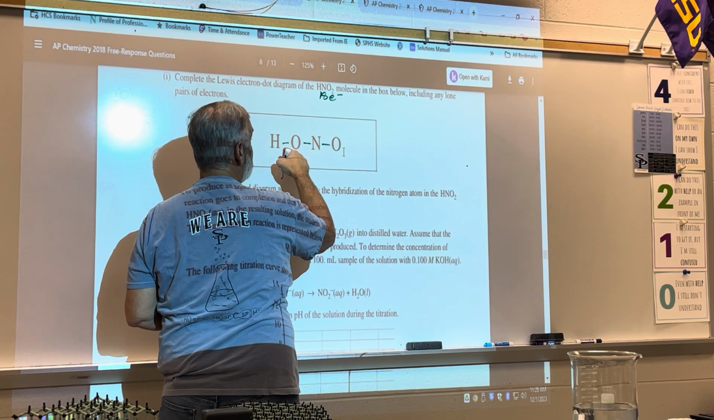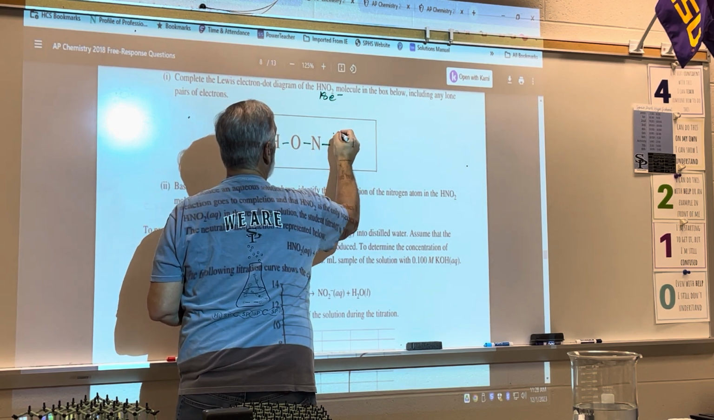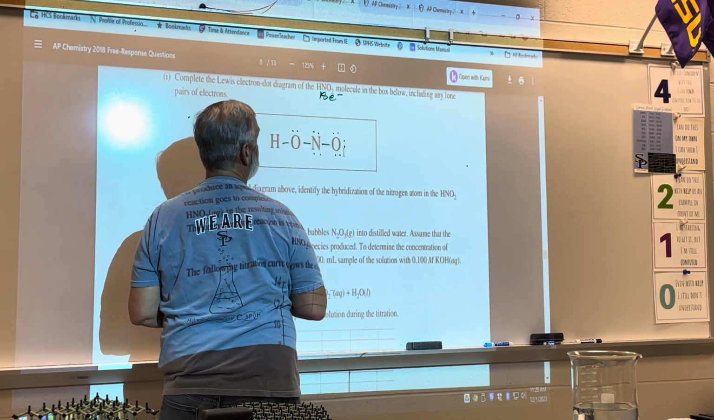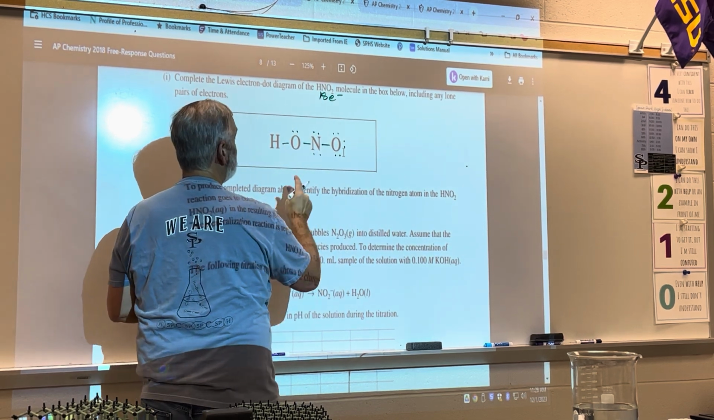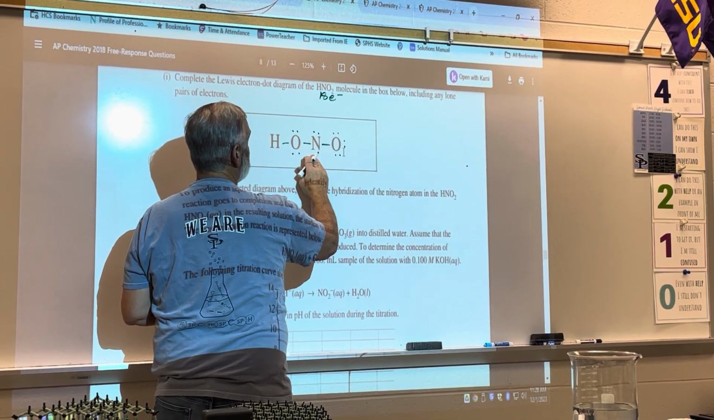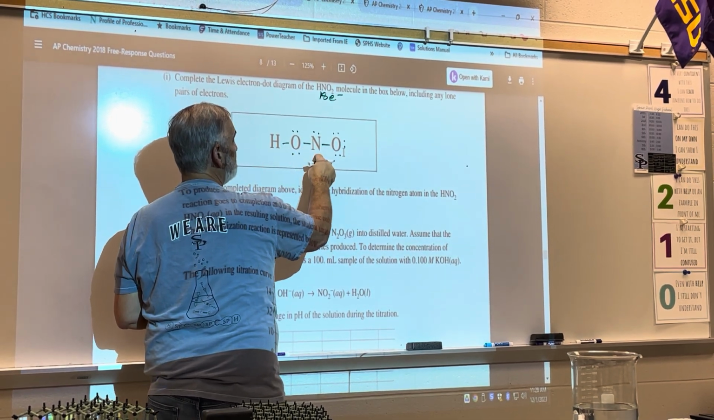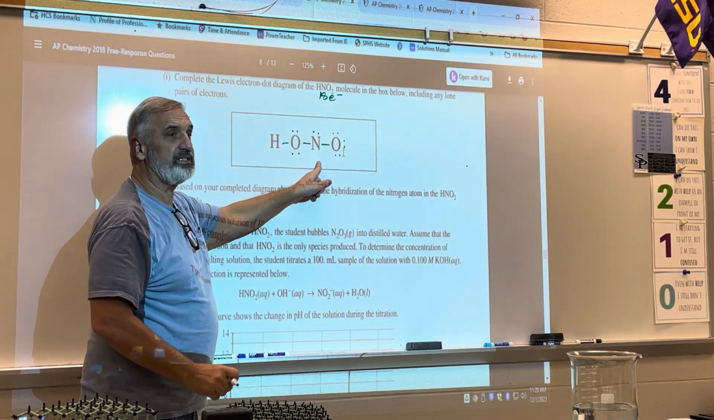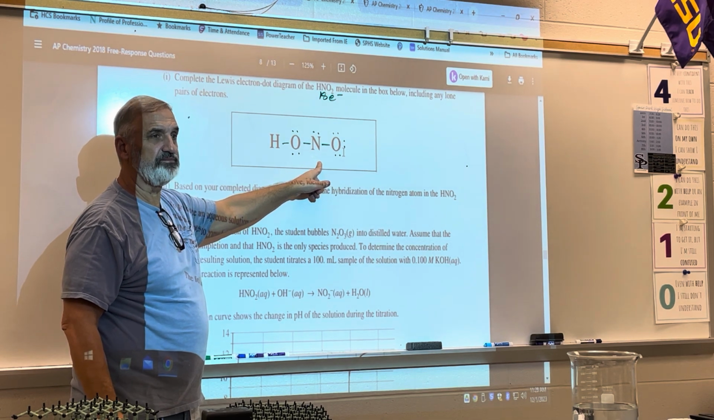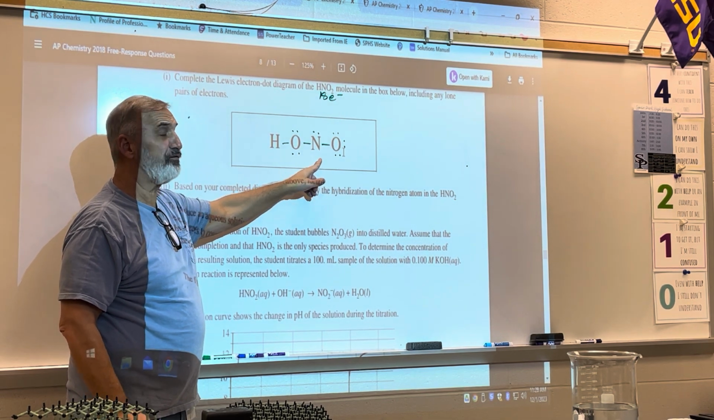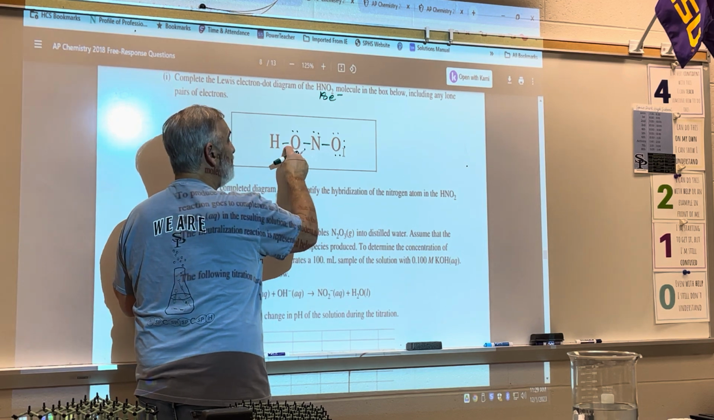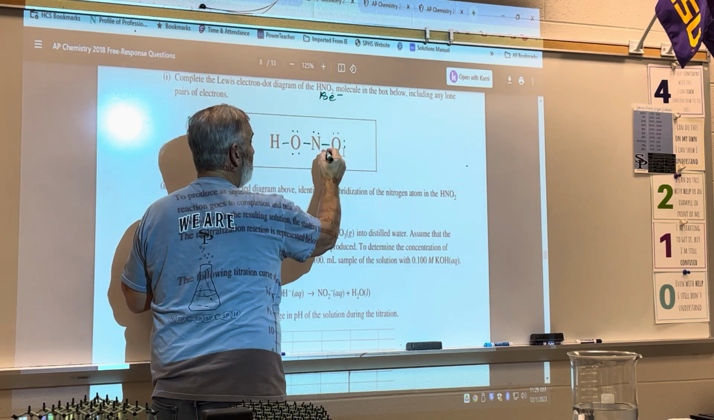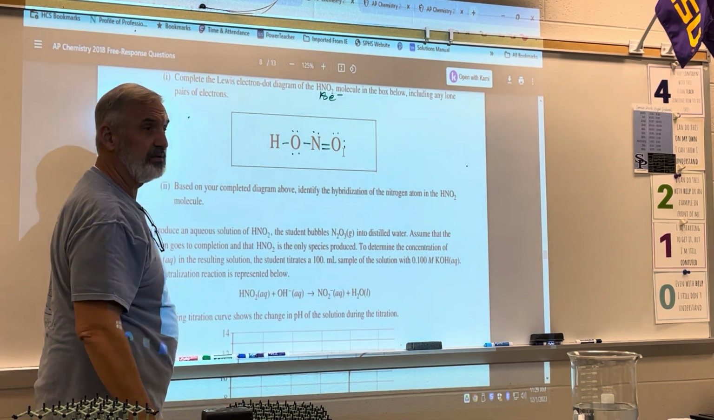2, 4, 6, 8, 10, 12, 14, 16, 18. Actually, start on the peripheral, make that your central atom. The hydrogen's on this, my central atom. Is this nitrogen satisfied? No. Got to form a double bond. Now, I'm not going to form a double bond with this one because oxygen can only form 2 bonds. I'm going to share with this one and make that double bond.